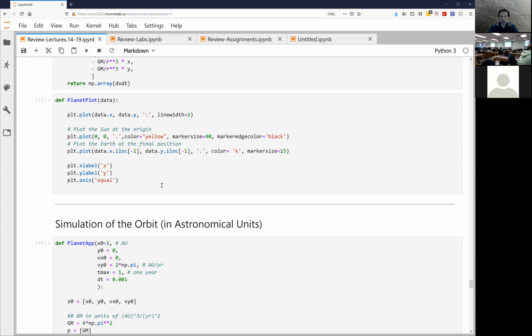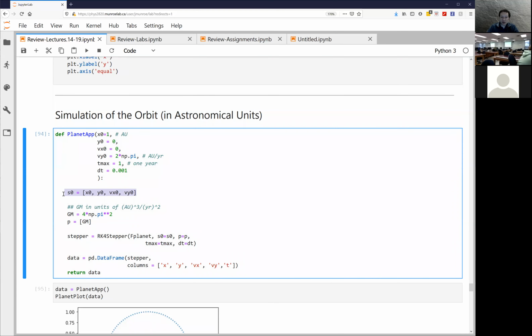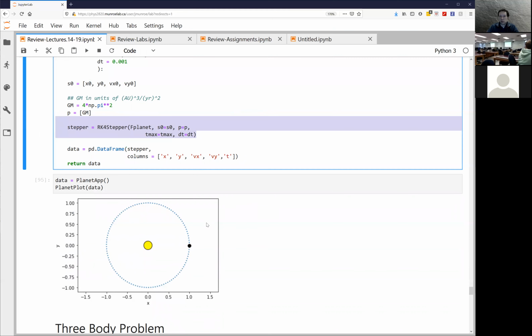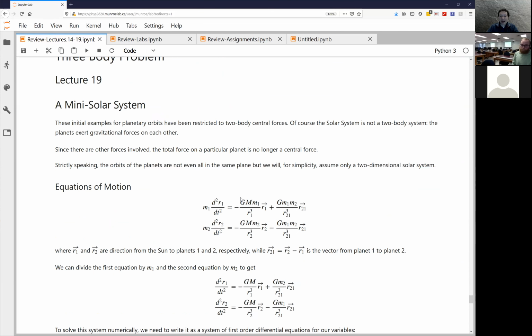Putting all that together, we can build an application. Applications require initial conditions, parameters, some numerical method, and then we get the data back out. Just an orbiting planet. We can make this more complicated by looking at multiple objects, so mass 1 and mass 2. And so now there's going to be a pairwise force between any two masses.